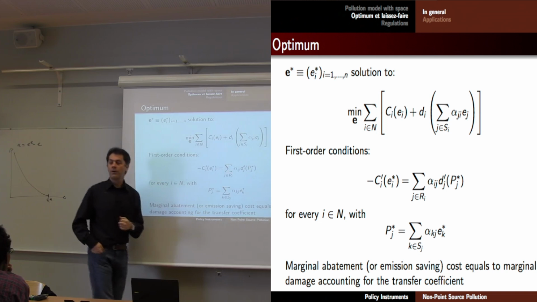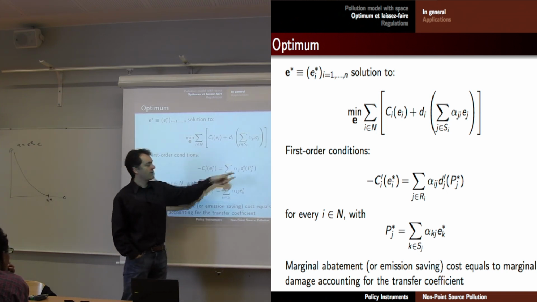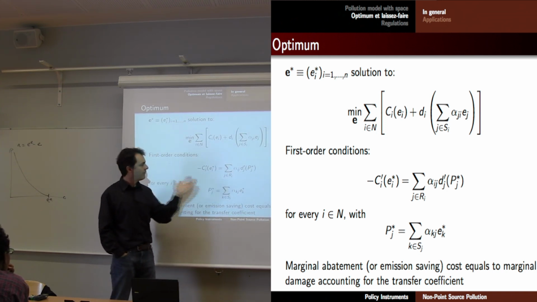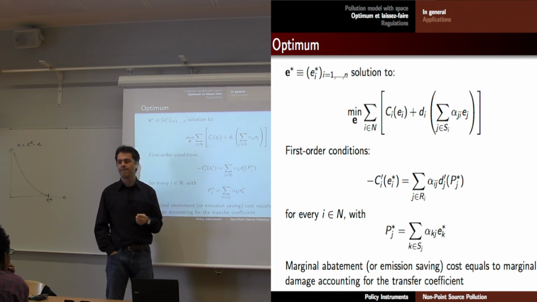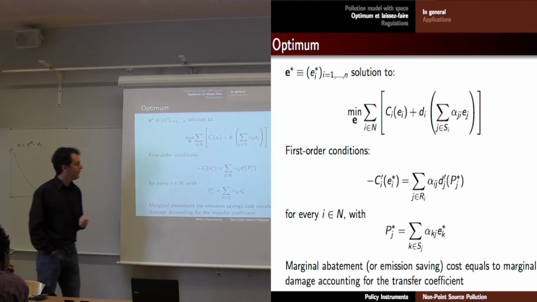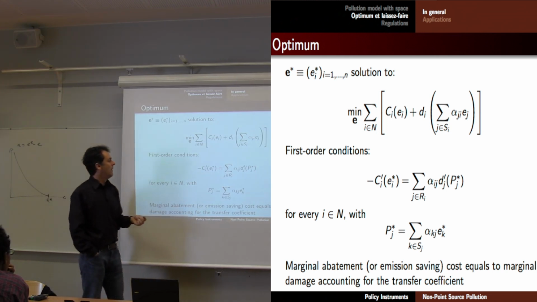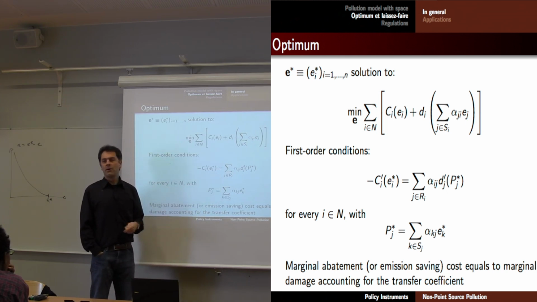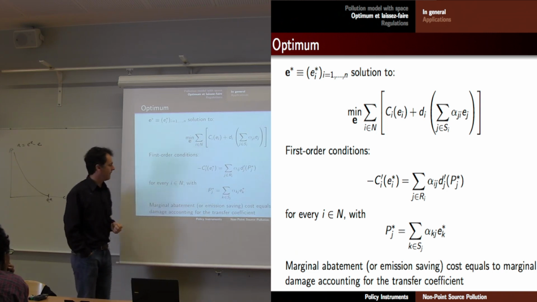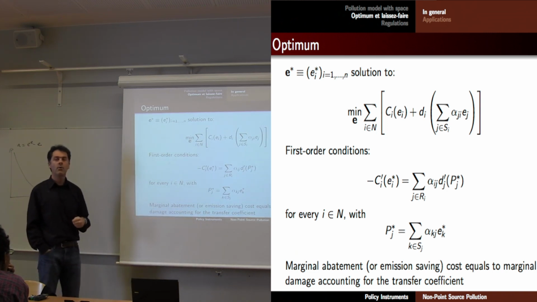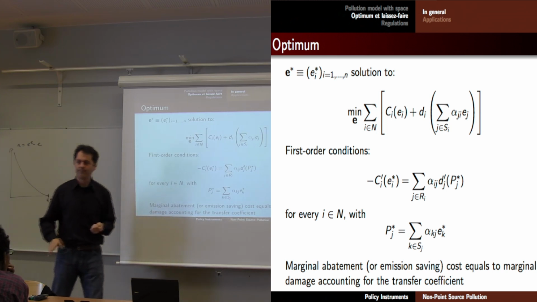So if you think about greenhouse gas, on which those transfer coefficients are equal, you have just the sum of the marginal damage. And the inefficiency comes from the fact that each agent cares only about its own damage and not the damage of others. And that's why, in general, you get more emission in the laissez-faire compared to the first best. Okay? Clear?